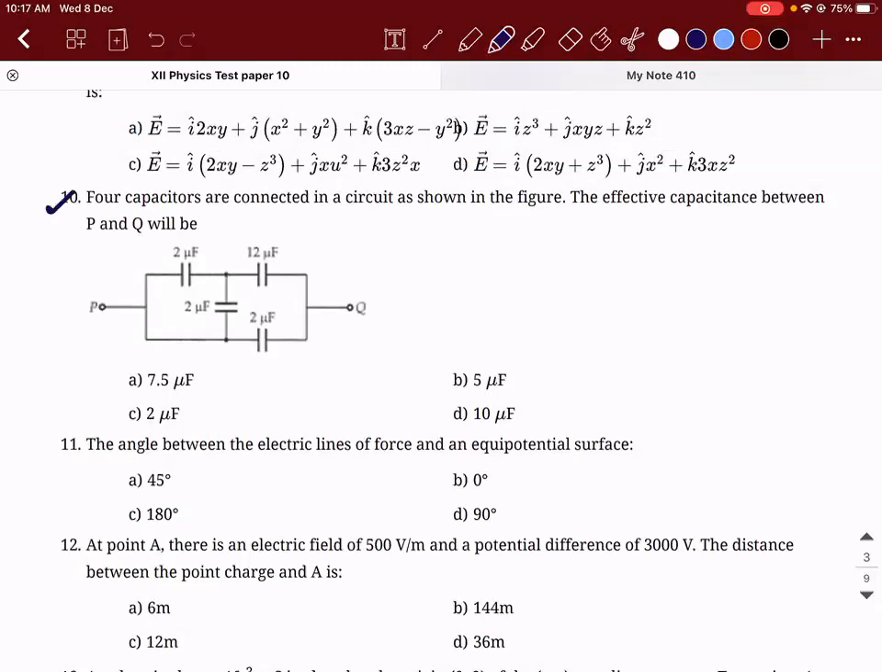10th one, what is the answer? 5 microfarad. Yes, but how did he get it? 2 microfarad, 2 microfarad, and another 2 microfarad are in series. Which one? This one and this one? Are they in series? Think about it. Sorry, sir, parallel. Yes, they are parallel. Then 12 microfarad will be connected to that parallel circuit in series. Okay, you want me to redraw?